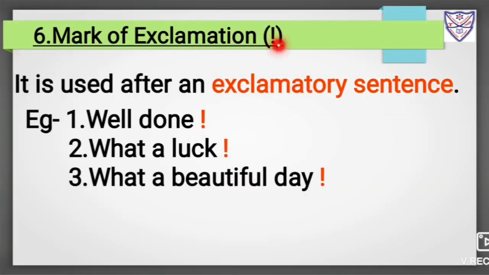Now mark of exclamation, it is used after an exclamatory sentence. For example, first one: well done! Now this statement shows that it is in the form of an exclamatory sentence. Therefore, there will be an exclamation mark at the end of the sentence. Number 2: what a luck! Now over here, this statement shows that it is in the form of an exclamatory sentence. So there will be an exclamation mark at the end of this sentence.